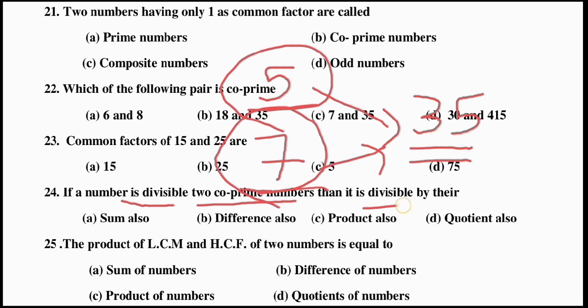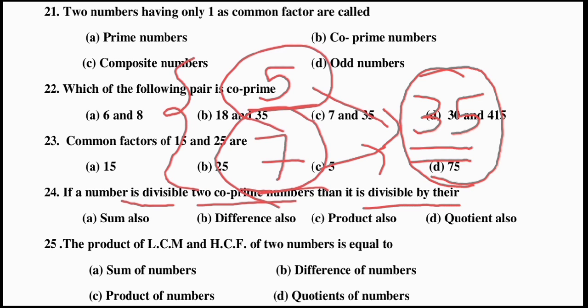Then it is divisible by their dash. Then this number is also divisible by their dash. Can we divide by their sum? 5 plus 7 is equal to 12. Can we divide 35 by 12? No. Then we check the difference. 7 minus 5 is equal to 2. Can we divide 35 by 2? No. Then we check the product. 7 5s are 35. Can we divide 35 by 35? Yes, 35 ones are 35, right? So here answer is C, product also.